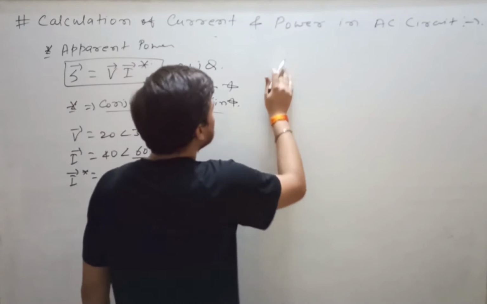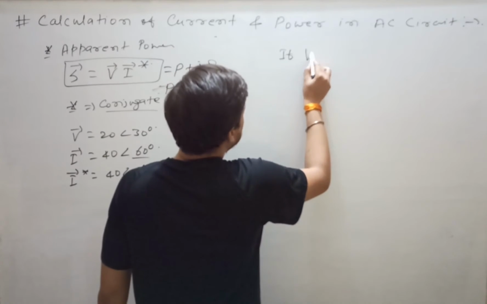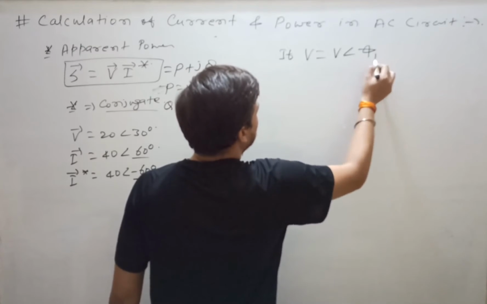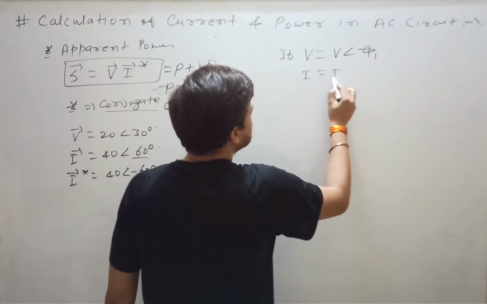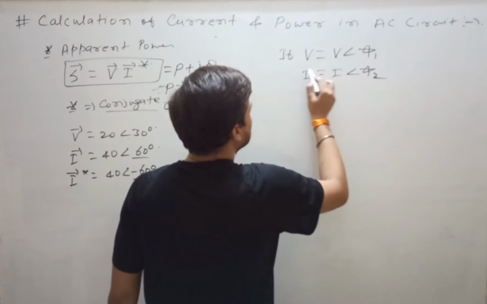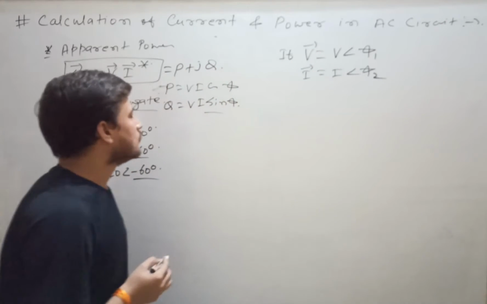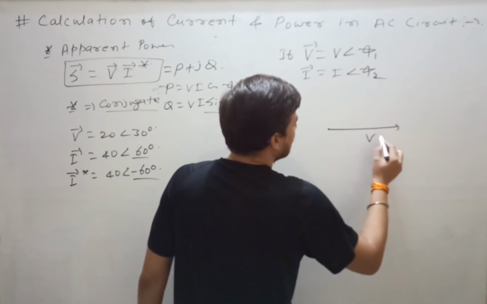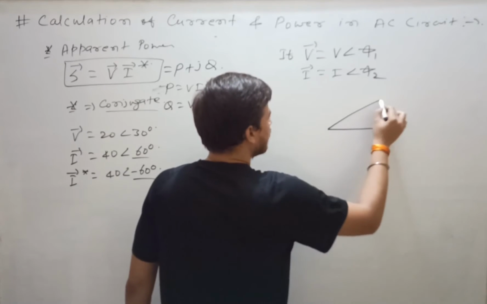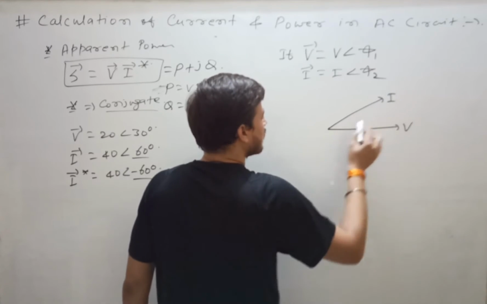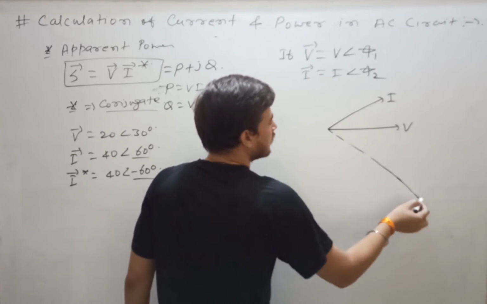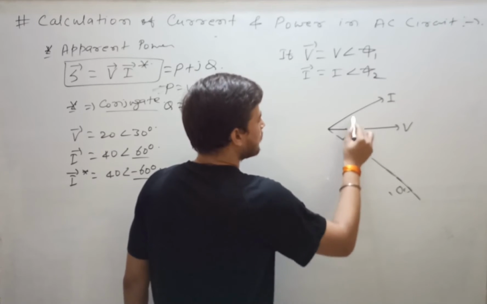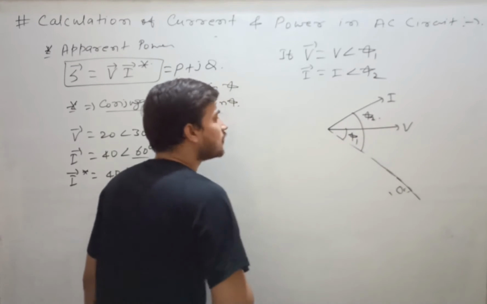Clear? So you see, suppose V is equal to V at the angle phi 1 and I equal to I at the angle phi 2. On the phasor diagram, suppose this is voltage V at the angle phi 1 and this is current I at the angle phi 2. Suppose this was the reference, you can take reference anywhere, it was 0 degrees.